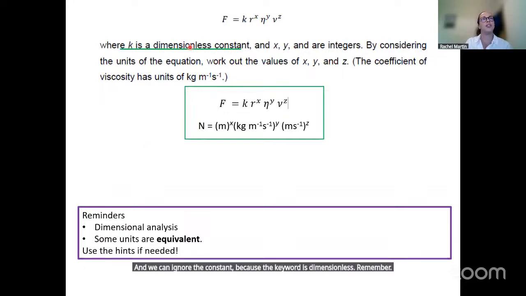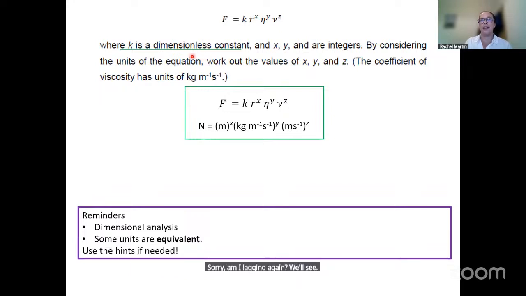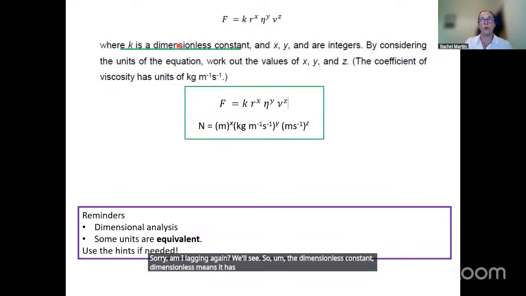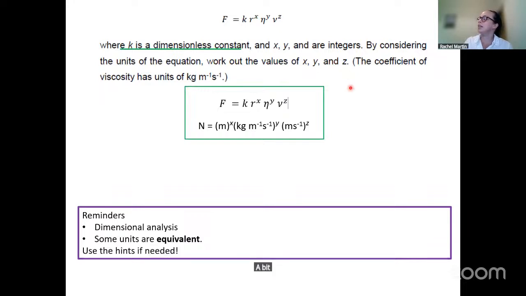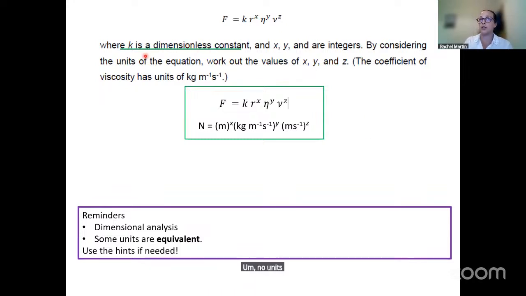Remember, I actually just did see a question in the chat. Sorry, am I lagging again? We'll see. So the dimensionless constant, dimensionless means it has no units, it's just a number. So it's just a value that is needed to make this equation work, I suppose. I'll come back to one later, but a dimensionless constant is a bit like pi. No units on pi, it's just a number.